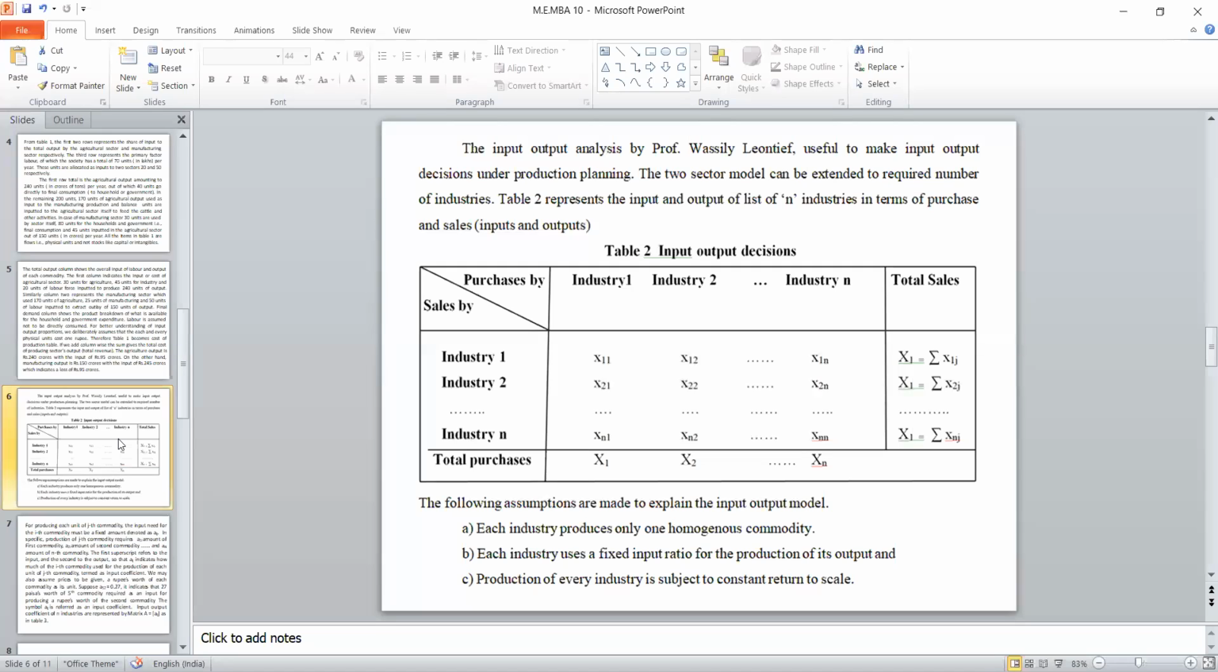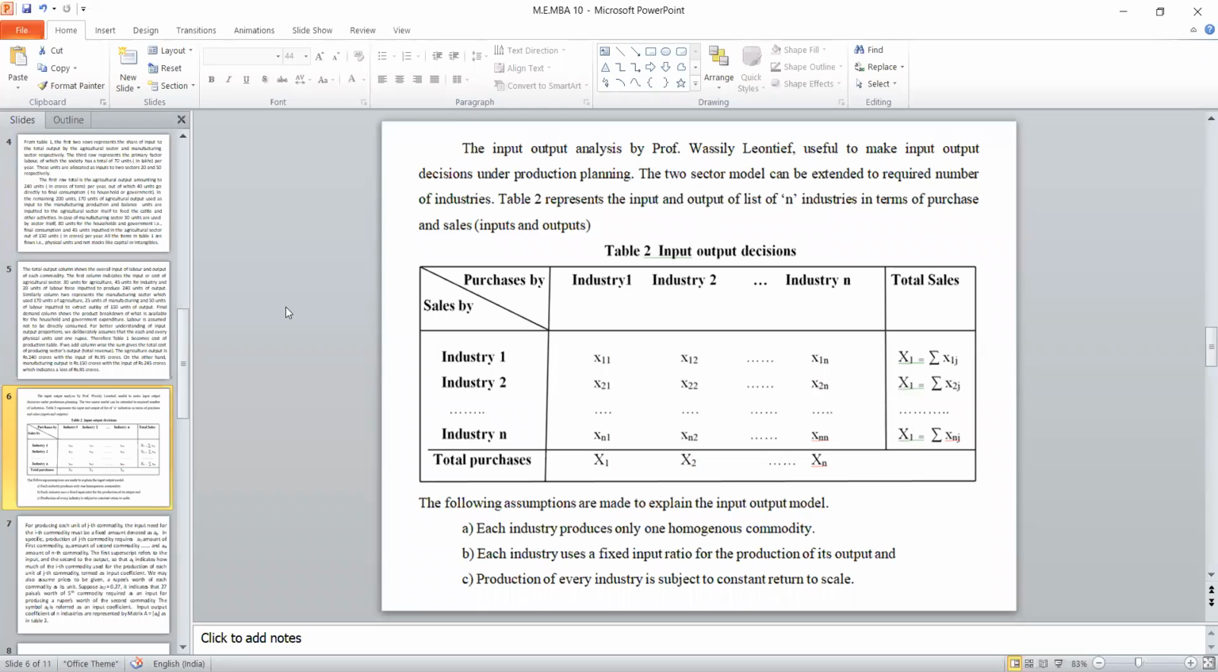So we frame that particular matrix. We can aggregate by using a simple summation. The summation of x1j, where j runs over the inputs of the industries, is nothing but the total output produced by the first industry.